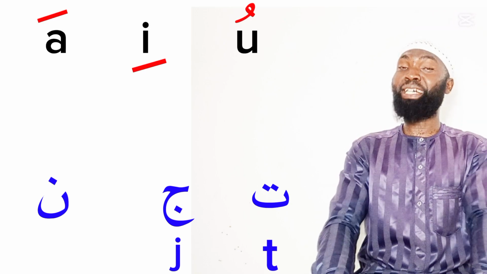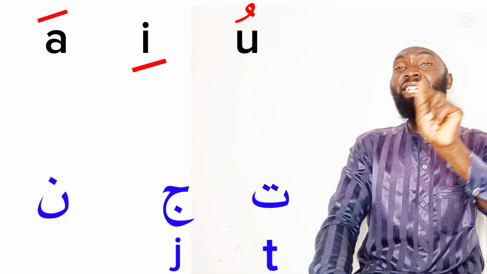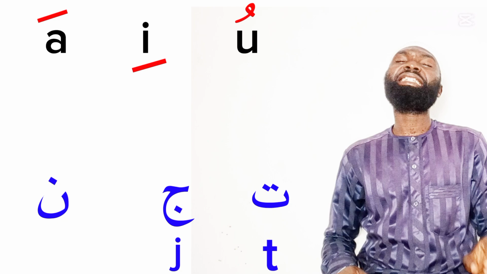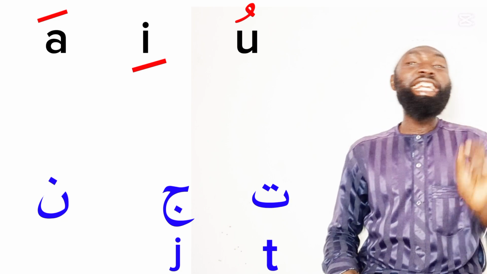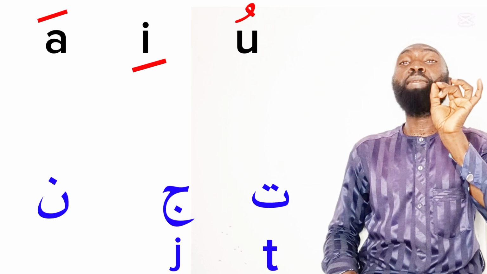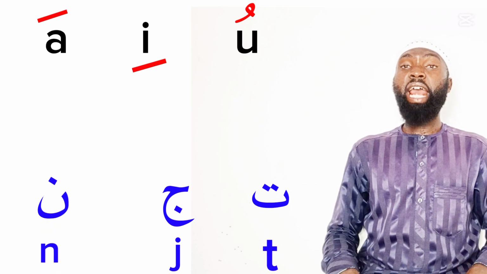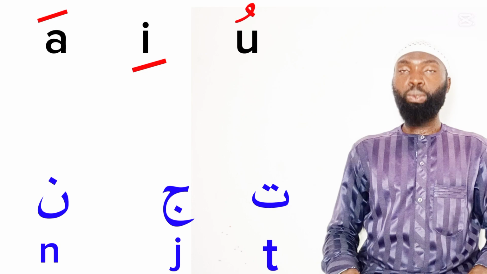Coming to the last example, which is the letter nun. This is the name. But standing alone, you don't pronounce it as either na, ni, or nu. Rather, you just touch and leave it. You simply say n, n, n, like the letter N in the English language.